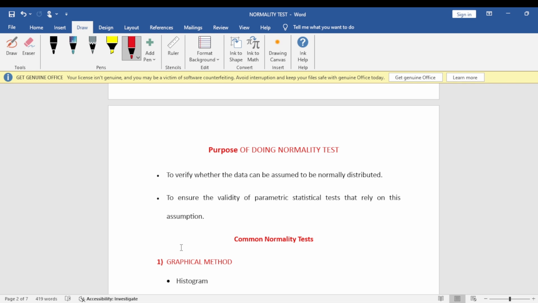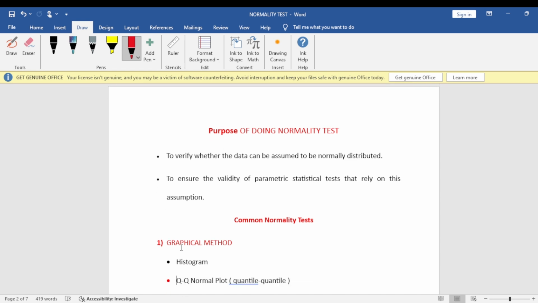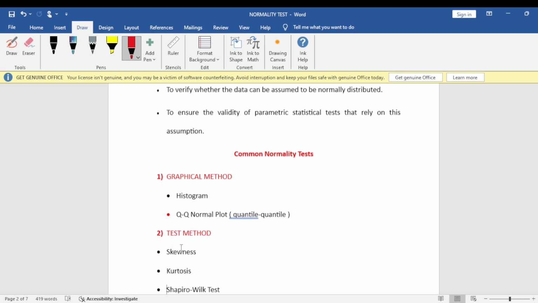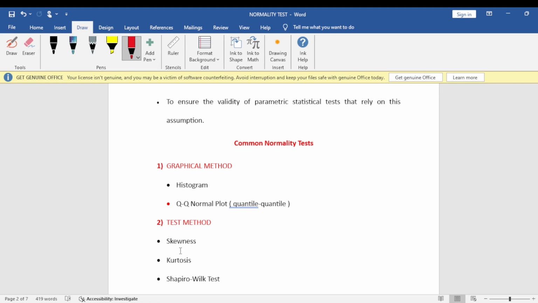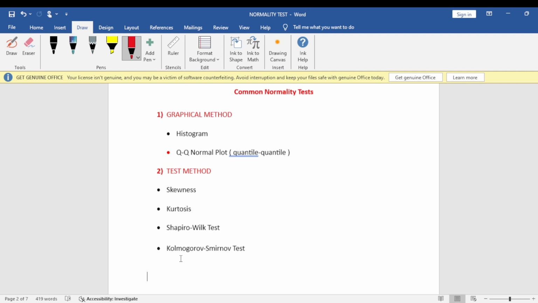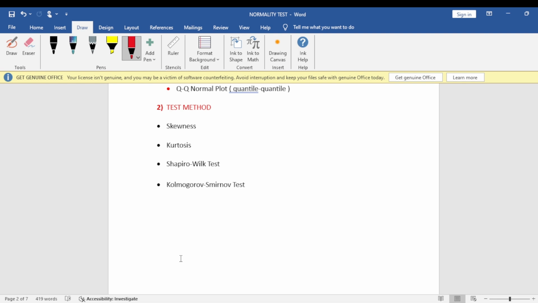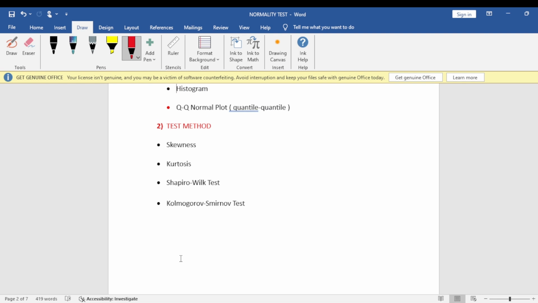Common normality tests. These are the types of normality test. We have graphical methods, which are the methods used in testing for normality. The graphical methods use a histogram and QQ plot. We have test methods like skewness, kurtosis, Shapiro-Wilk test, and Kolmogorov-Smirnov test. These are the tests we are going to carry out using SPSS.